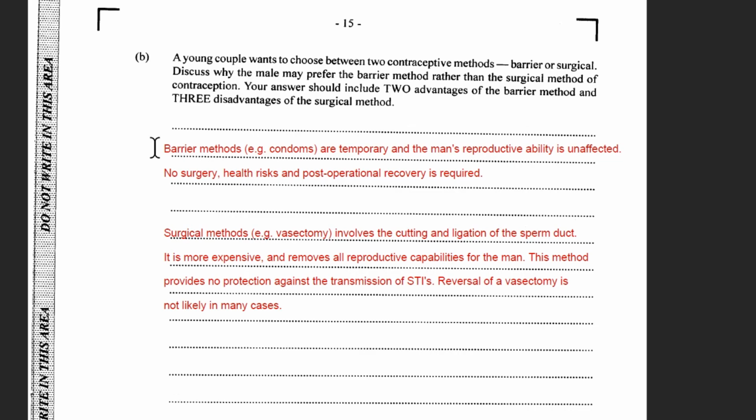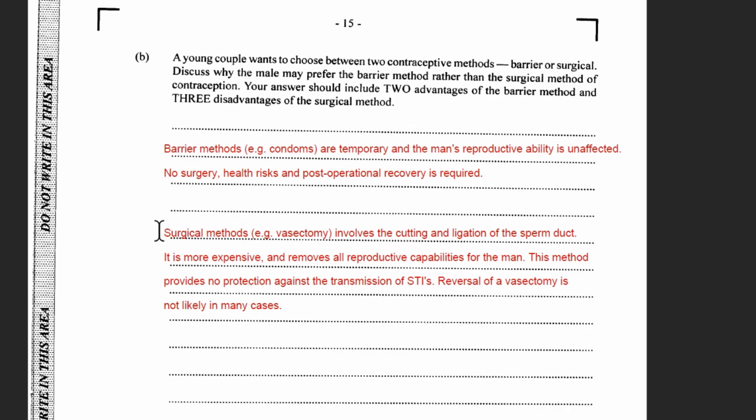So the barrier methods are temporary, which means you put on your condom, you take it off. There's no long-term effects of it, and the man's reproductive ability is unaffected. There's no surgery or anything involved. There's no surgery, no health risks, and no post-operational recovery is required. Yeah, you need nobody cutting open the scrotum to do the thing, you know what I mean?